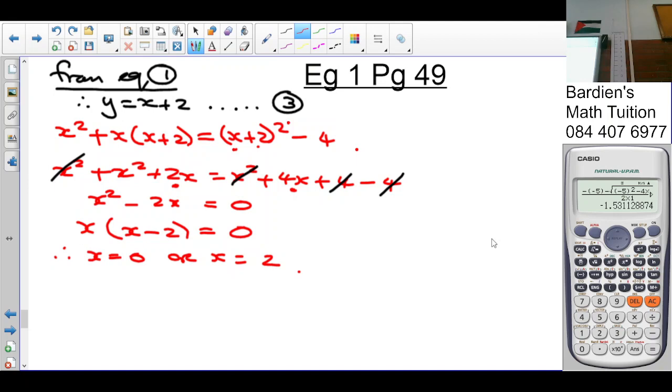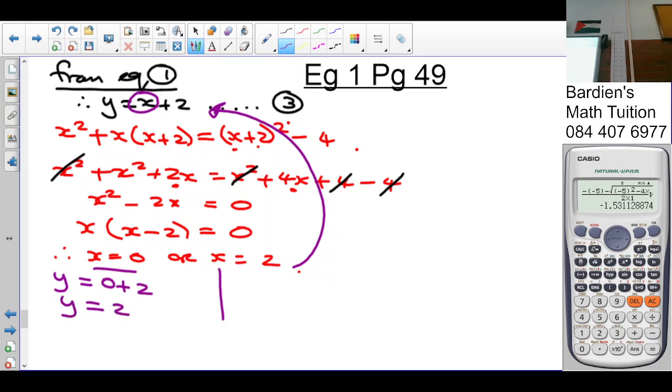Have I done the job? No. What do they still want? y. So I substitute that back into equation 3. Both. So we go with the first one. You will have y is equal to 0. Remember x is now 0. x plus 0 plus 2, which is 2. So if x is 0, y is 2. On the other hand, we have y is equal to x, is now what in this case? 2. And 2 plus 2 is 4. So if x is 2, y is 4. Okay?